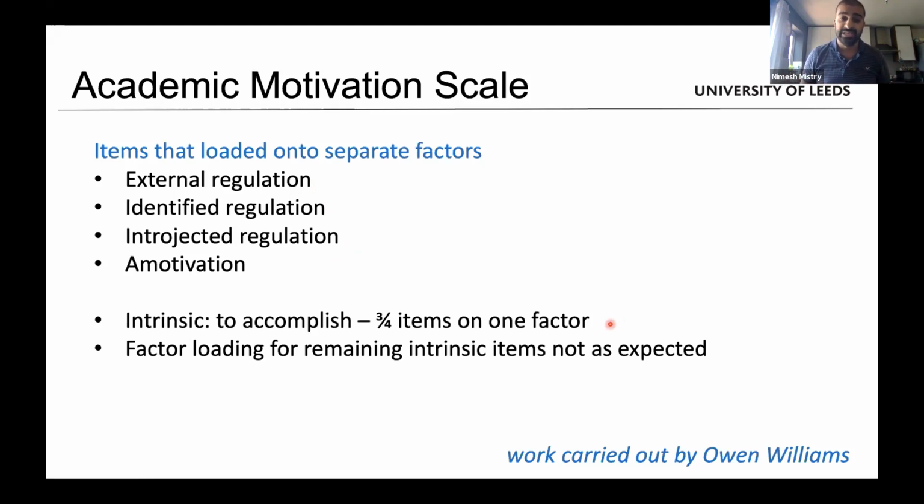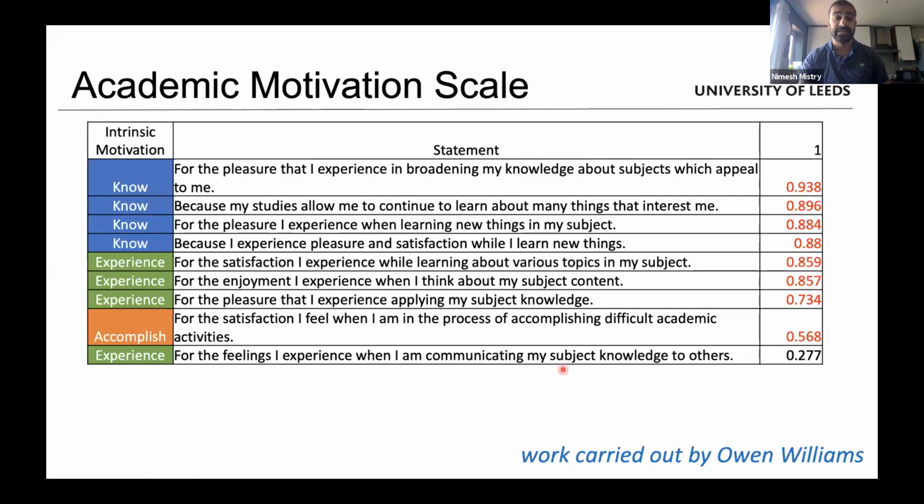of intrinsic motivation. Instead, what we found was that for the accomplish type of intrinsic motivation, 3 of those 4 items all factored together. And then we found that a lot of the other intrinsic items all loaded onto the same factor. So I'm going to show this data on the next slide.